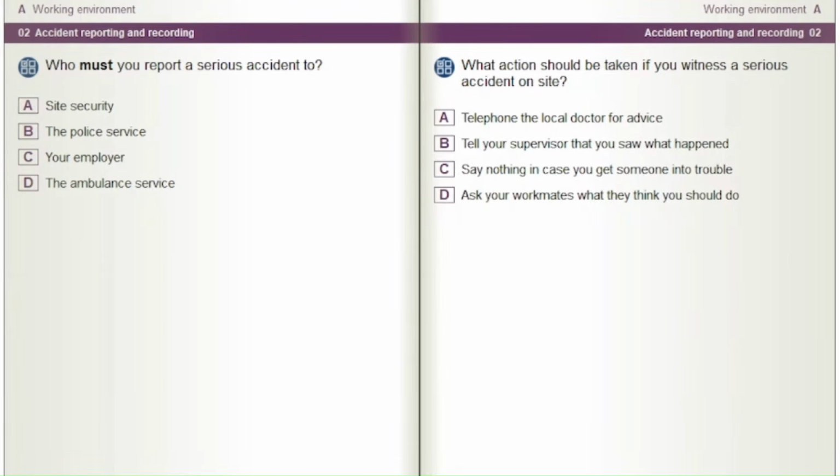What action should be taken if you witness a serious accident on site? Telephone the local doctor for advice. Tell your supervisor that you saw what happened. Say nothing in case you get someone into trouble. Ask your workmates what they think you should do.